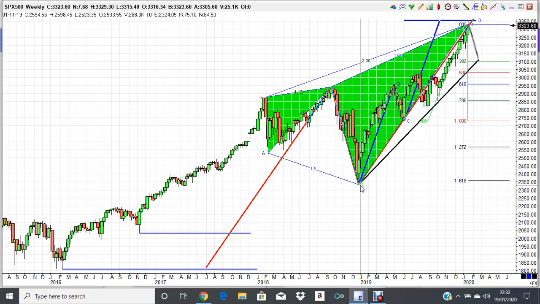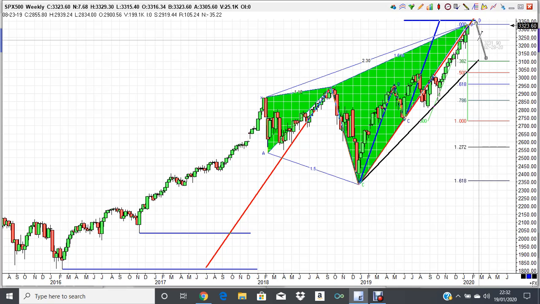But you can see now we've got this ABCD from the low we made at the end of 2018. That comes in just about 20-30 points from where we are now. All I've done here is look at the last corrections that we did. The last correction of any note, that one and that one are about equal, so just over 200 points, these two swings.